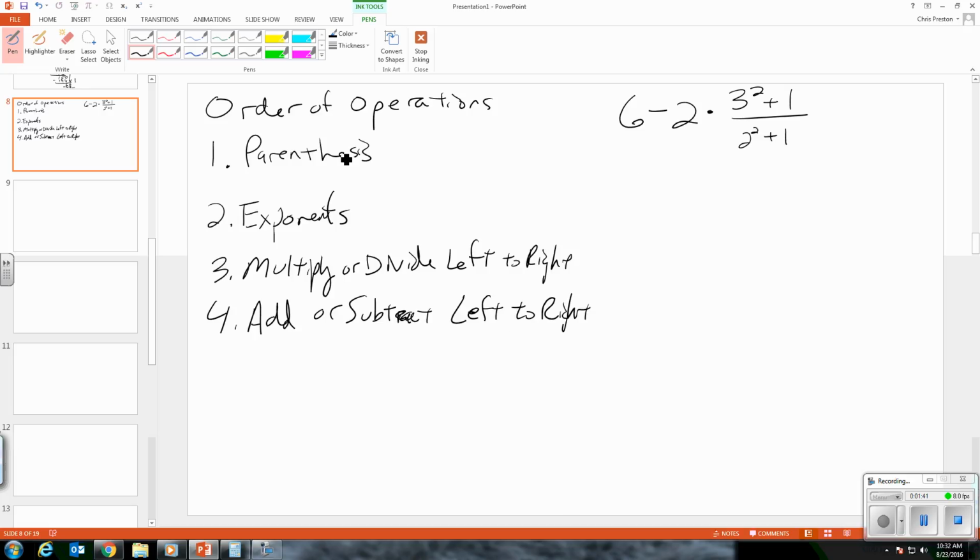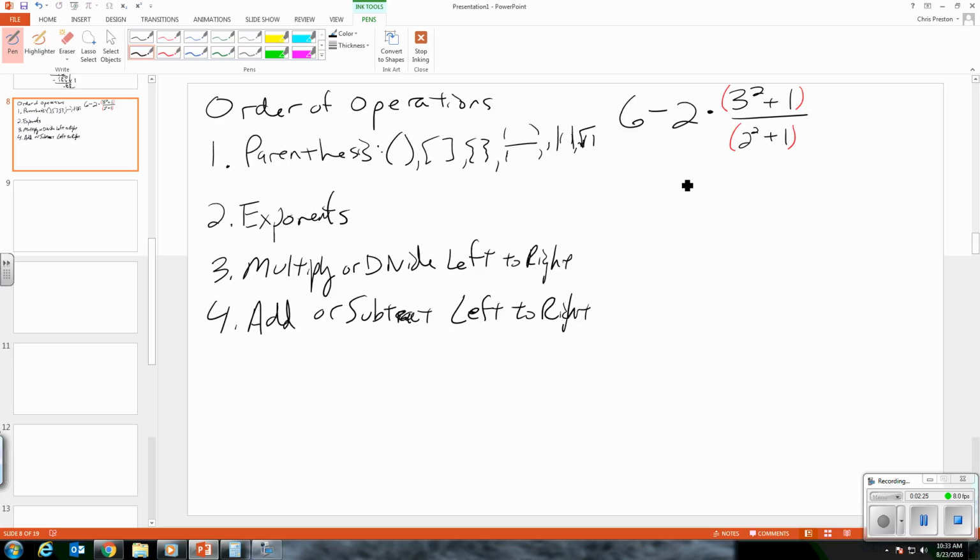So when we say parentheses, what we really should be saying is groups. Parentheses is the most obvious way of grouping, but you can also use brackets, braces. The top of a fraction is a group, the bottom of a fraction is a group. We're going to talk about absolute values a little bit. That's a group. Inside of a root, that's a group. So here we have 6 minus 2 times 3 squared plus 1 over 2 squared plus 1. Even though it's not written there, this top part is a group and this bottom part is a group, so we need to do those two before we do anything else.